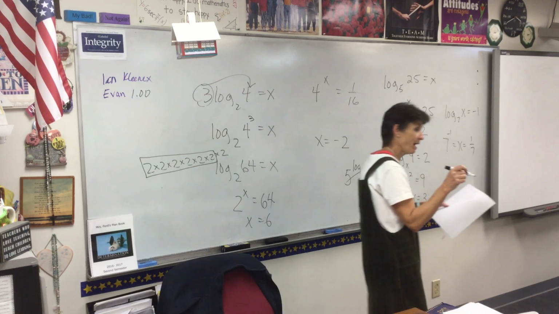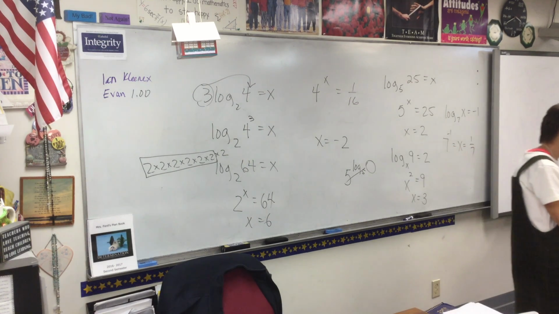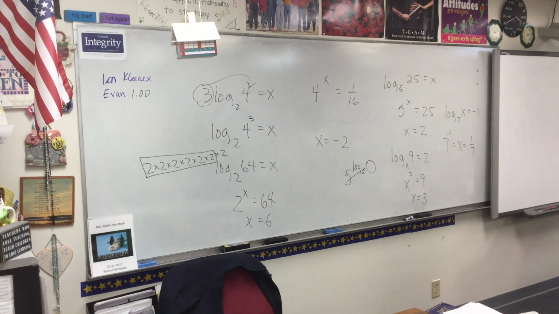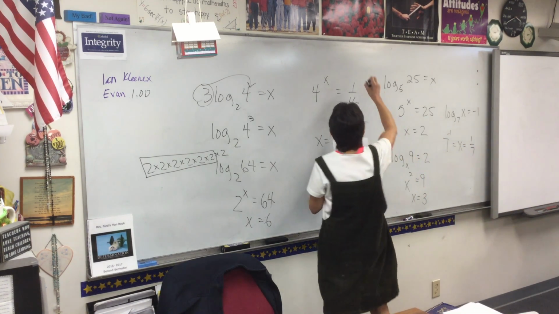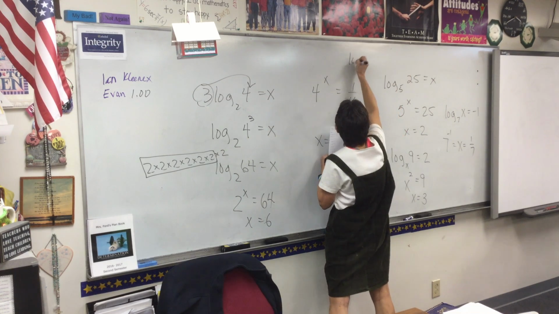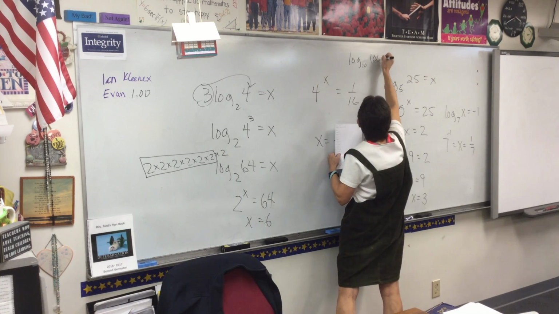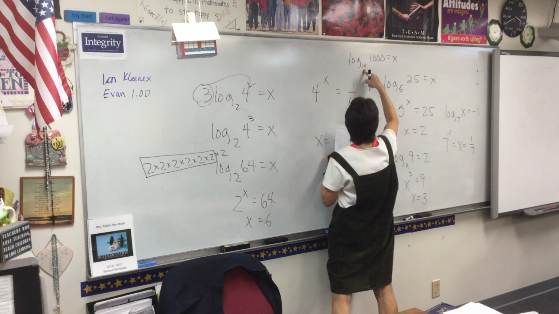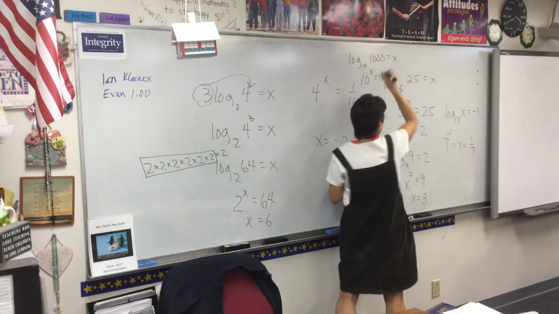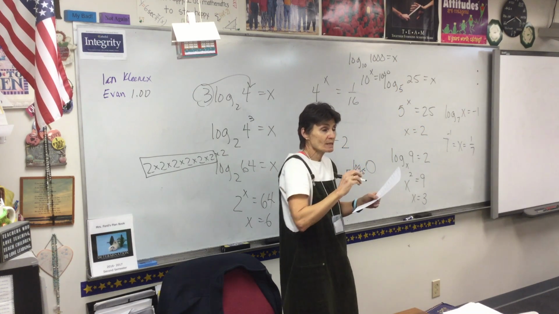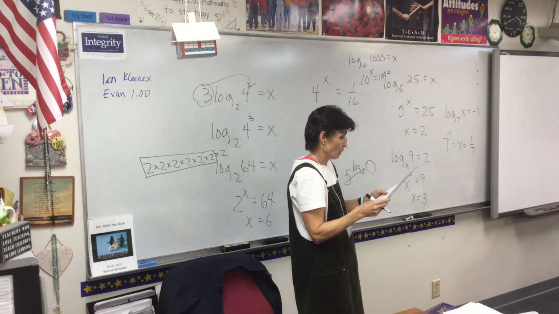So with that in mind, what do you think H is? 9, because the 7s are going to cancel. Yep, so x has to be 9, perfect. How about I? 3. Very good, because you remembered that the base, even though it's not written there, is 10. So 10 to what power is 1,000? Perfect.